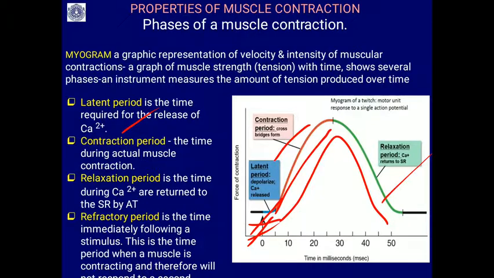Then the contraction period. During this time the muscle contracts, where the actin myofilaments are pulled towards the center by the myosin. Then after that the muscle is removed from its stimulation: the relaxation period, followed by the refractory period. In this period, when the muscle has contracted, it is not responding to other stimuli; that is called the refractory period. All this can be recorded, and it is called a myogram.